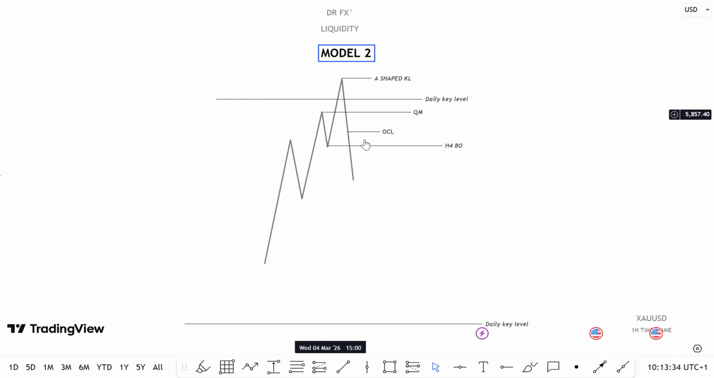Now, if these two have been mitigated, you execute directly from the OCL or from the available fresh key level, right? I gave a scenario in the video. And if QM is fresh, A is fresh, OCL is fresh, you don't care about OCL. Don't watch the OCL. You pay attention to the QM, you box it out. Check, is it fresh on the 1-hour time frame? If it's fresh, you can use the QM, don't bother about the A-shaped key level.